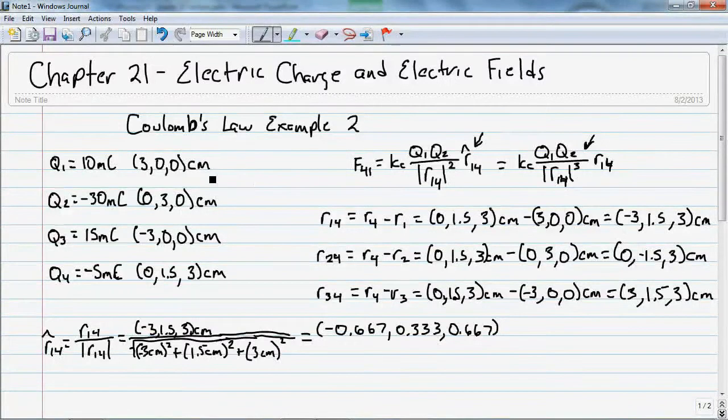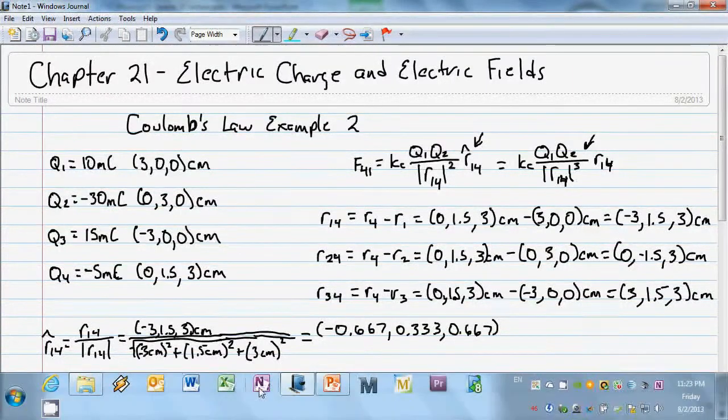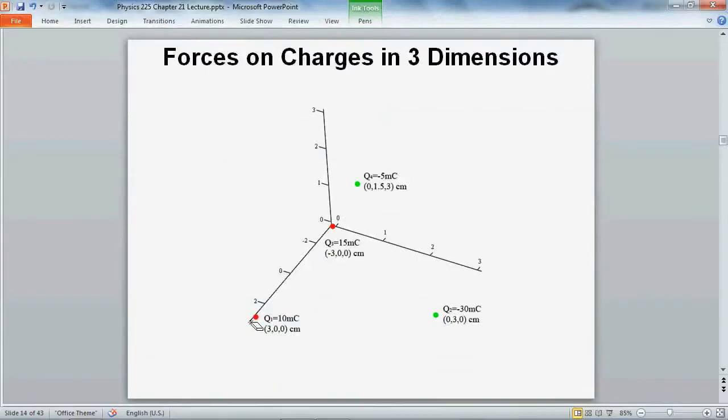This is a continuation of example 2 for Coulomb's law using the vector analysis. And just as a review, here is the orientation of the charges. You have the two positive charges along this axis, Q2, which is negative, and at a point here, and Q4 above it at the center of this triangle.